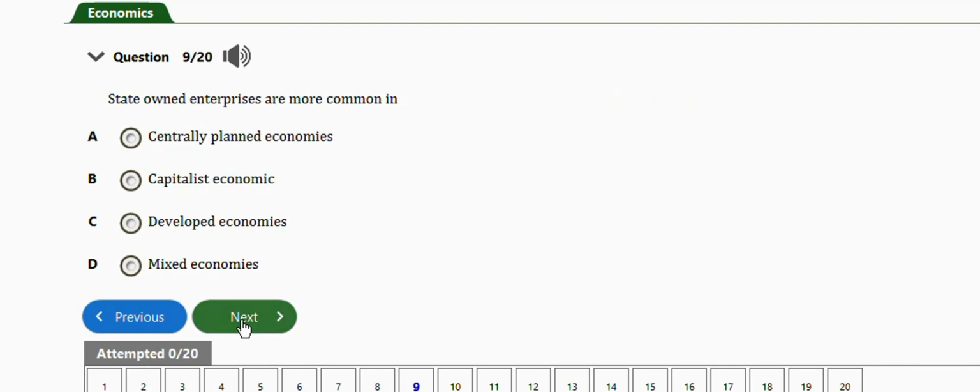Next question. It says state-owned enterprises are common in: centrally planned economies, capitalist economy, developed economies, mixed economies. So guys, the right answer is option A, which is centrally planned economies. Alright, very important.